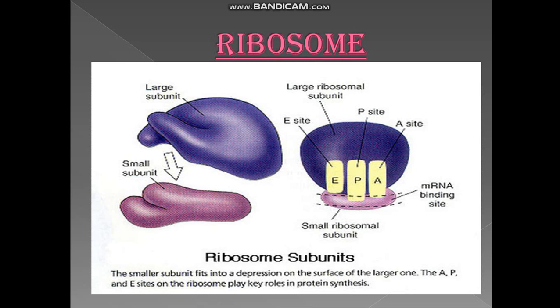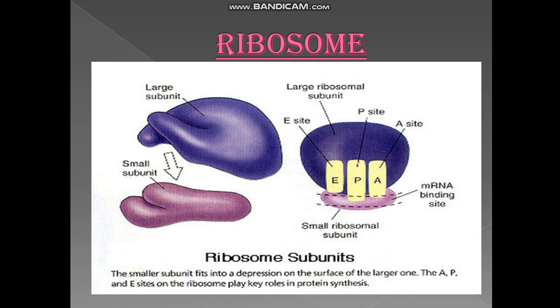So before we start with translation, we need to understand the machinery involved. The first machinery involved in protein synthesis is of course the ribosome. If you remember what has been taught in class 11th, and in biology also, ribosomes are made up of two subunits. These subunits remain separated in the cytoplasm. Only at the time of protein synthesis they come together and combine.